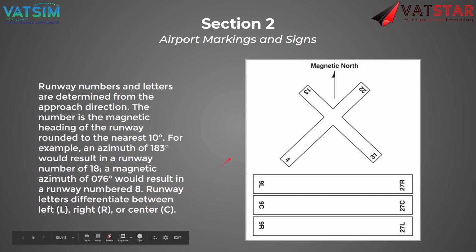And runway letters differentiate between left, right, or center. So if you go to a major airport like JFK, there's runway 4 left and 4 right. So they're both pointing in a magnetic direction of 040, thereabout, and one's to the left and one's to the right. And there's an example down here. You have 3 parallel runways, each pointing in a direction, 9 left, 9 center, and 9 right. Does that kind of make sense to everybody?